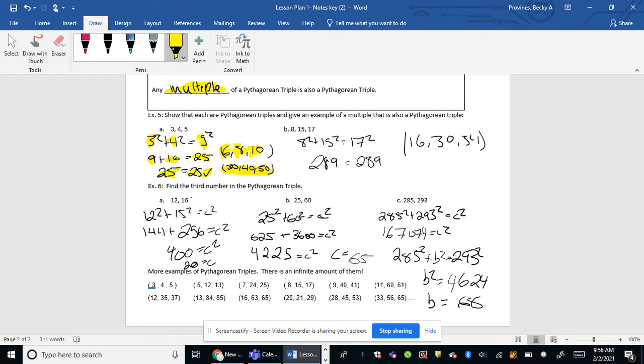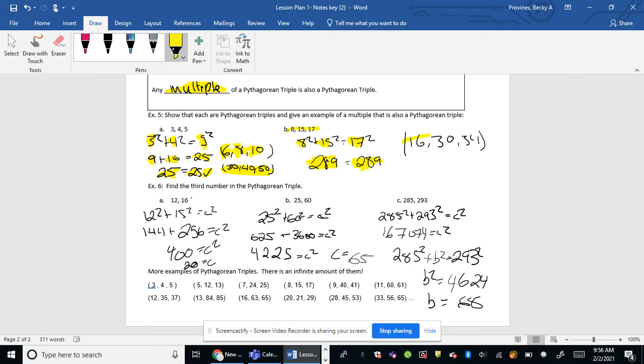All right, let's go on to 8, 15, and 17. So we have 8 squared plus 15 squared equals 17 squared. And if we do 8 times 8, that's going to be 64. And if we do 15 times 15, that's going to give us 225. If we add 64 to 225, we are left with 289, which is going to equal 289.